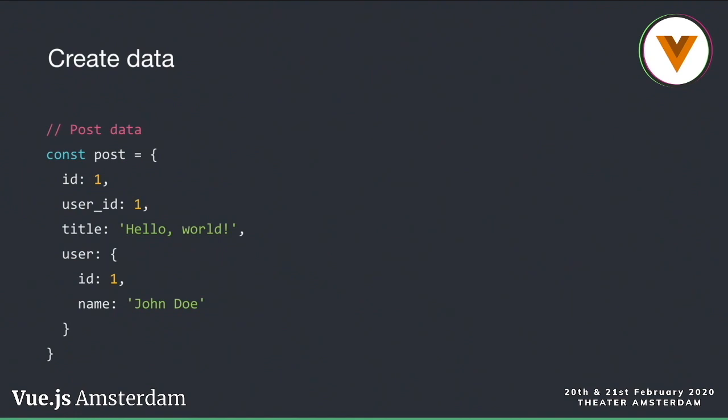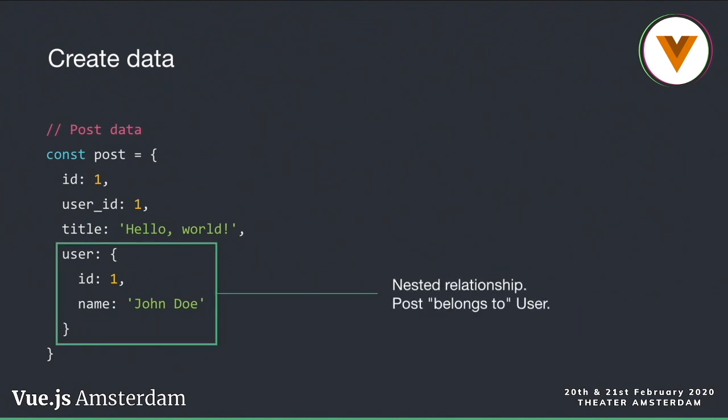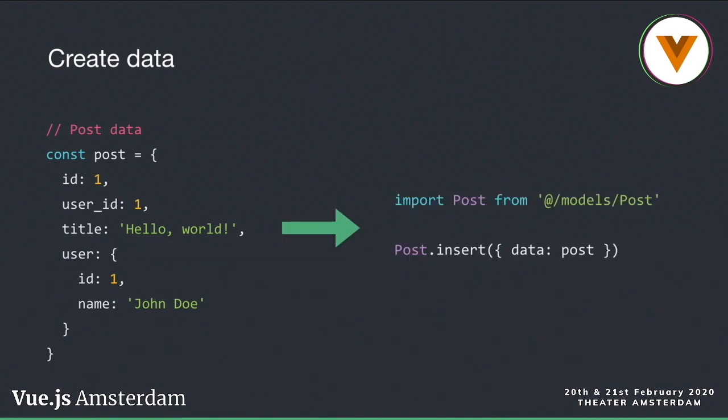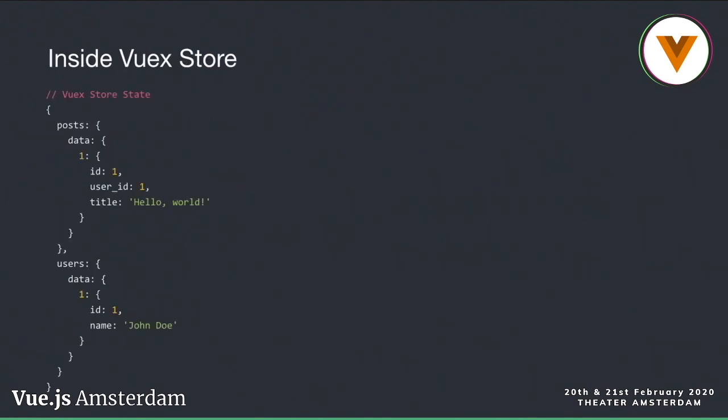To create data, let's say we want to create this data. This is a post object. Probably this is coming from your server side, so you fetch some posts and you get this kind of JSON data, right? And this post, as you can see, has an id, user id, and a title, but it also has nested relationships. It shows that this post belongs to a user. To save this data, you don't have to do anything but import the model you just created, and call Post.insert and pass in this data. When you do this, Vuex ORM is going to create data inside the Vuex store, and it looks like this. So now you can see there's posts and users as top level.